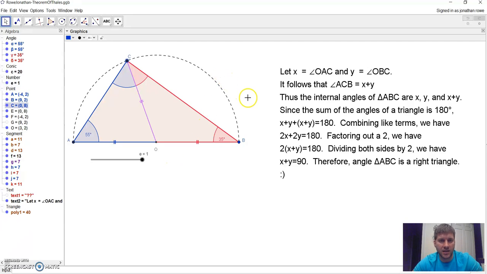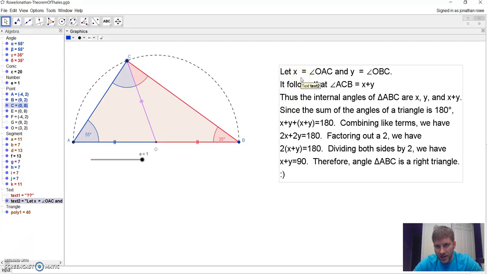Another application is that it allows you to find the tangent to a circle. It allows you to construct the tangent to a circle at a given point. Again, if you care to learn more about that, feel free to look that up. Google it, go to Wikipedia, Theorem of Thales, and you'll see those things.